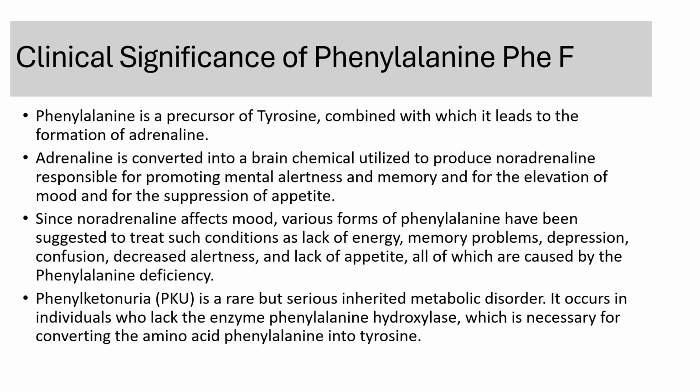So remember these. Phenylketonuria is a rare but serious inherited metabolic disorder. It occurs in individuals who lack the enzyme phenylalanine hydroxylase, which is necessary for converting the amino acid phenylalanine into tyrosine, right? So you have to remember phenylketonuria. At times it is asked. I was not asked, but it may be asked, right? So you will have to remember that.